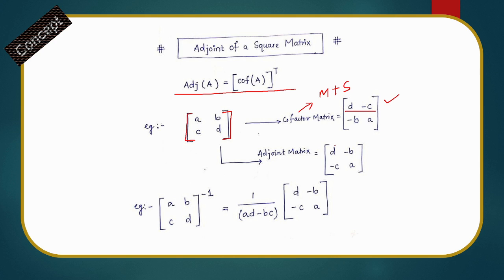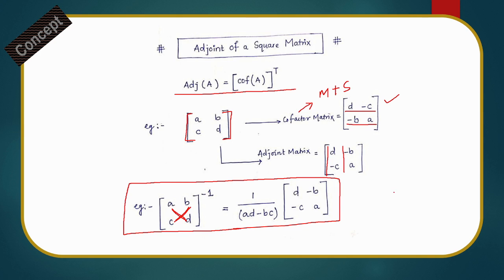Row, column, row, column. So this is the transpose. Then finally you get the adjoint matrix. Then what is the inverse? You have to divide the adjoint by the determinant value, AD minus BC. So here is the final expression. You can remember it as a standard formula.